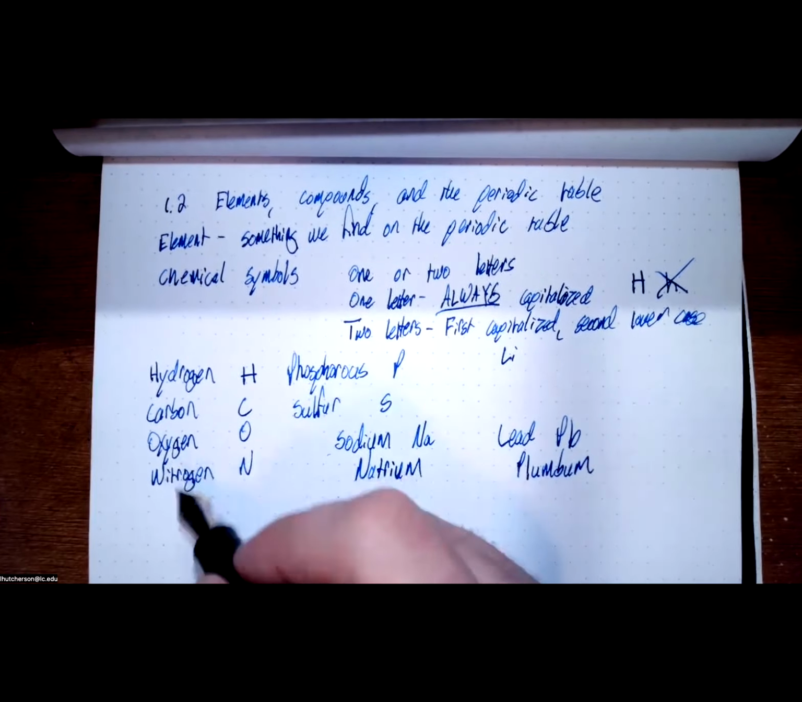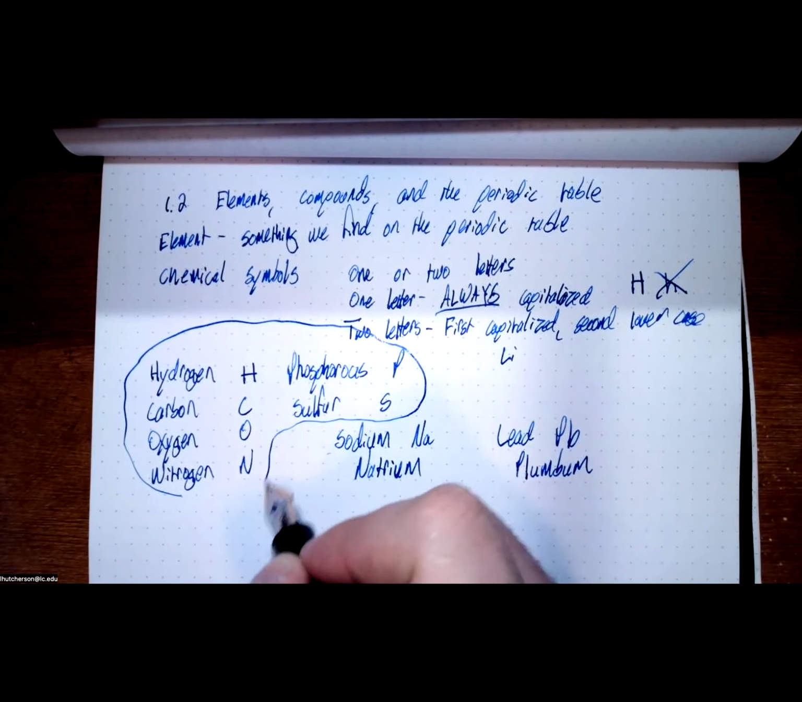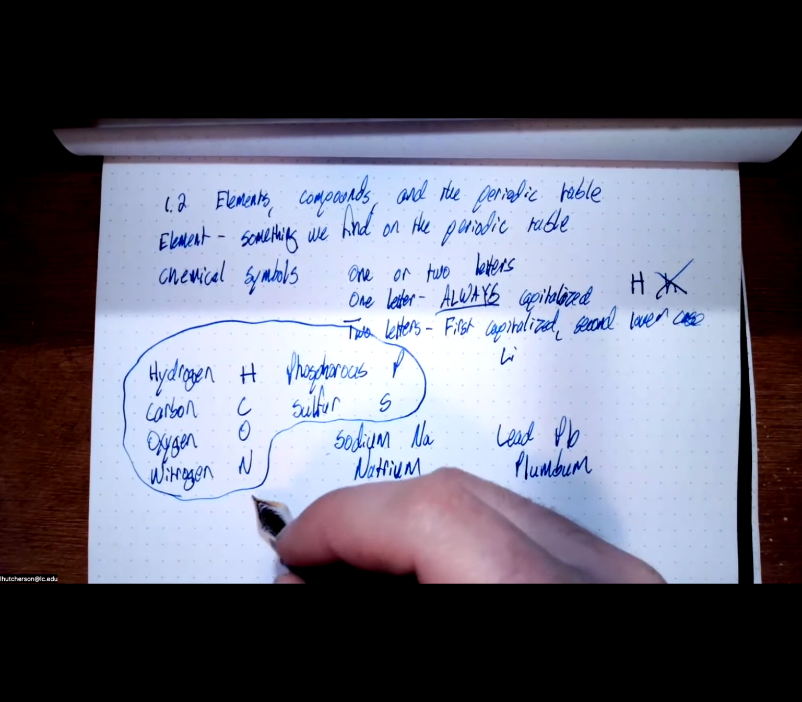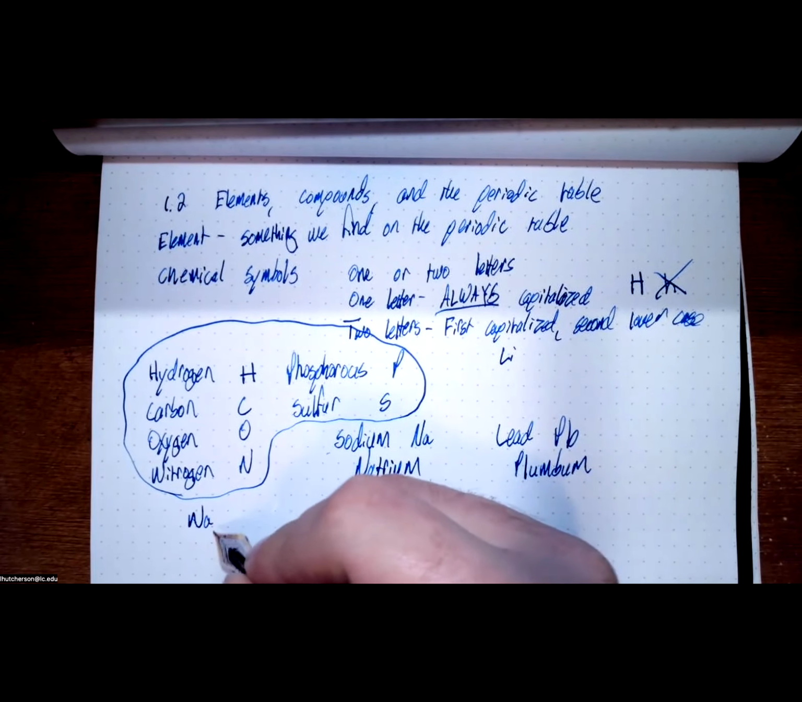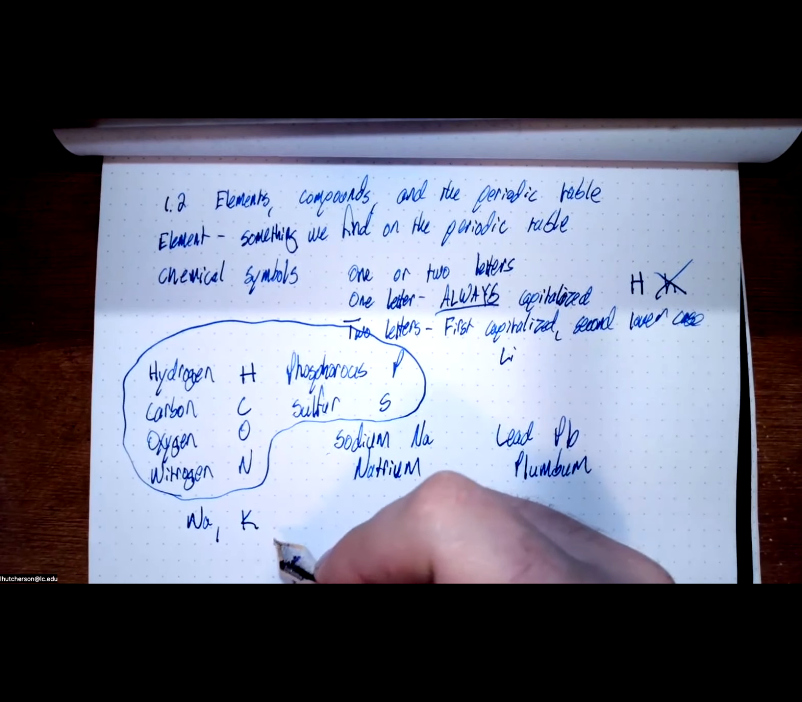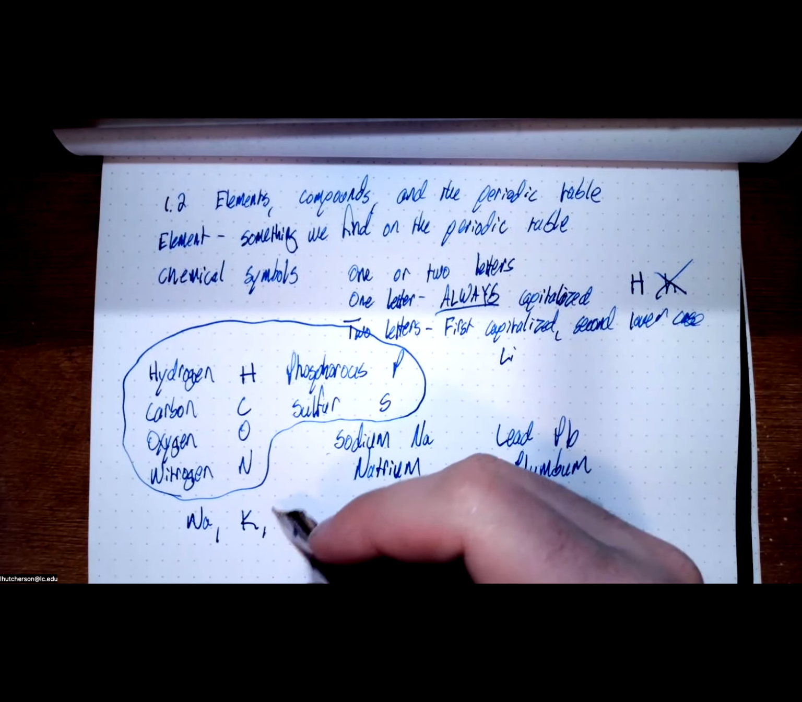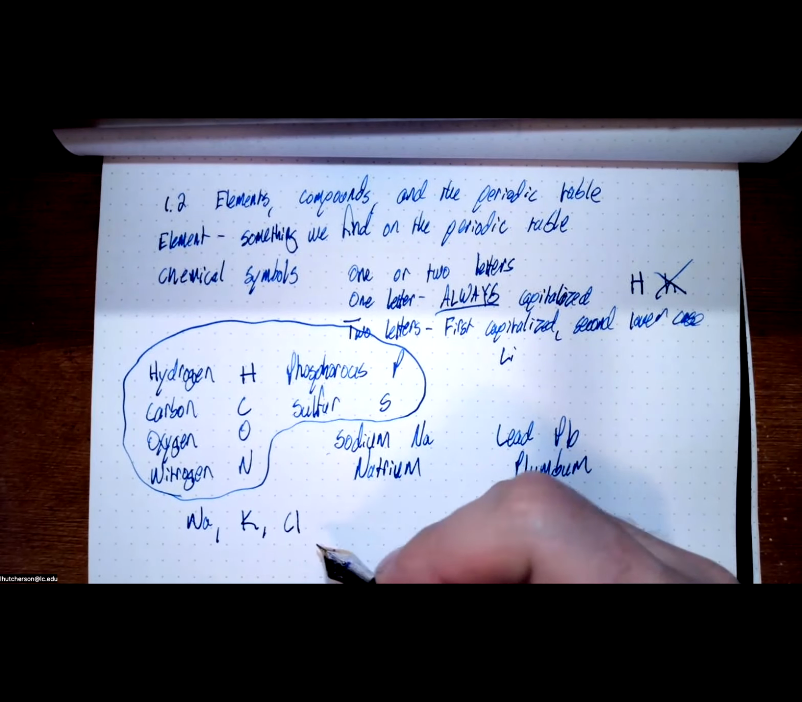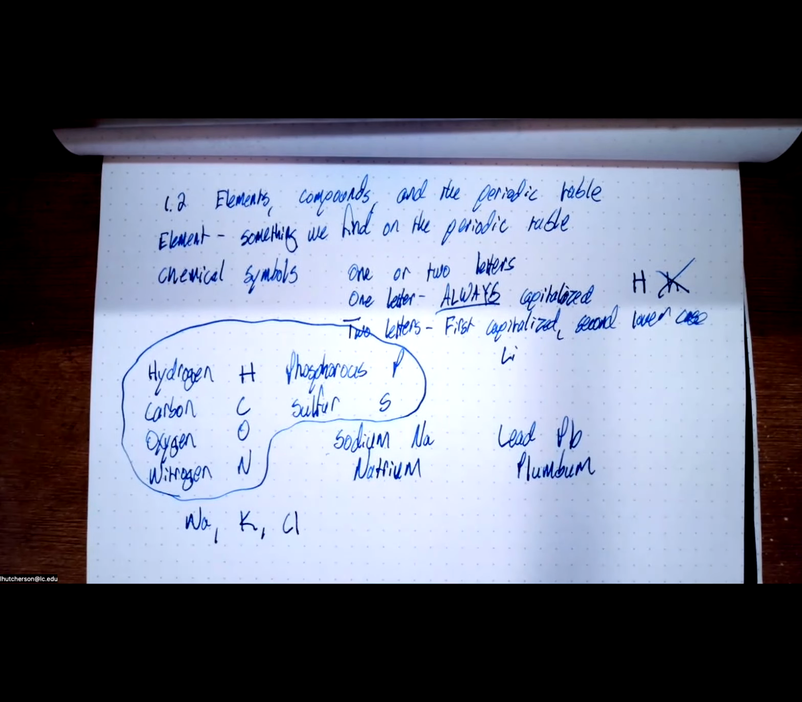Along those lines, though, I want you to know these 6 elements. And then I also want you to know sodium, potassium, which is K, and chlorine, which is Cl. That's an easy one to remember. All right, that's what you need to learn from the periodic table.